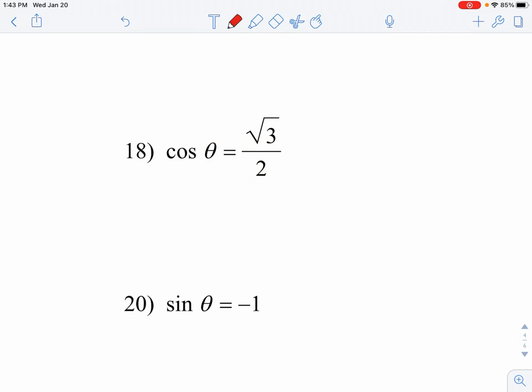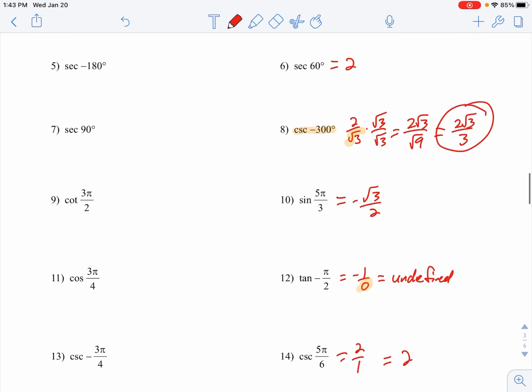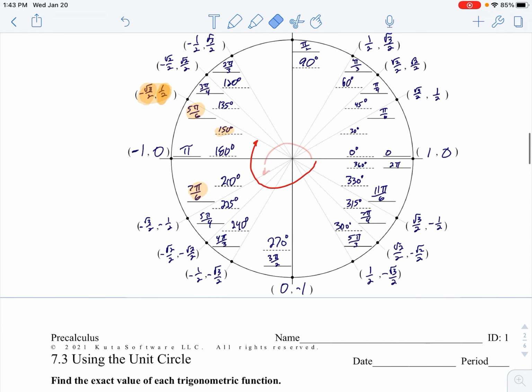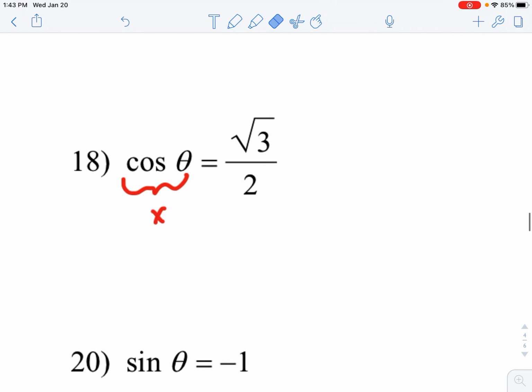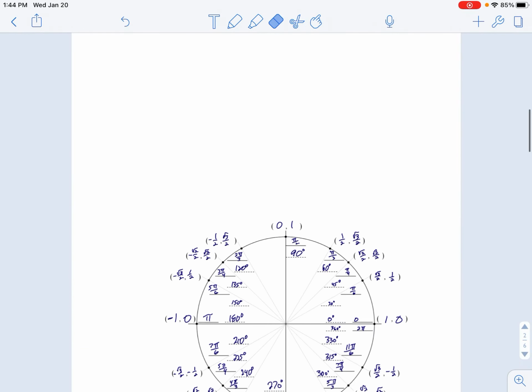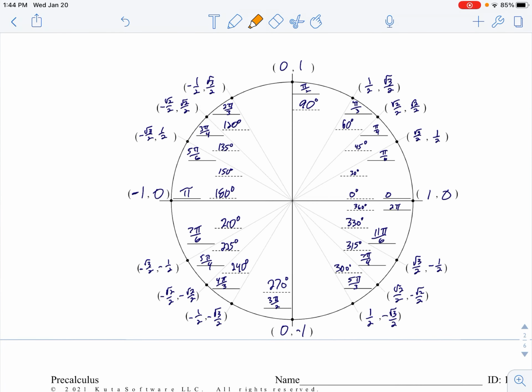Cosine of theta equals square root of 3 over 2. Now remember, on the unit circle, cosine is x. So we want to find any angle in this diagram. Let me erase all these extra marks. Any angle in this diagram that has an x coordinate of square root of 3 over 2. So let me use the highlighter. Where is an x coordinate that's square root of 3 over 2? Well, right there, right? 30 degrees.